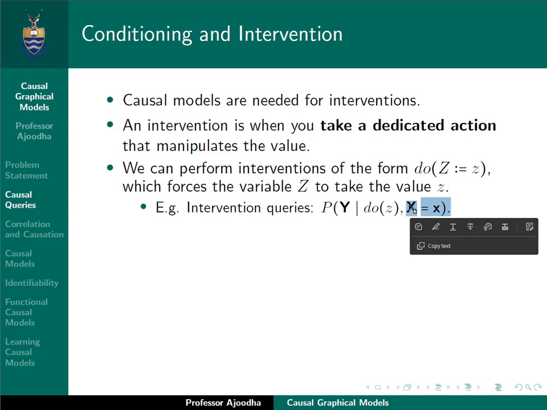This asks, for example, what is the probability of Y given that we intervened to set the value of big Z to be small z, a particular value of that variable. So these are not the same thing, right?